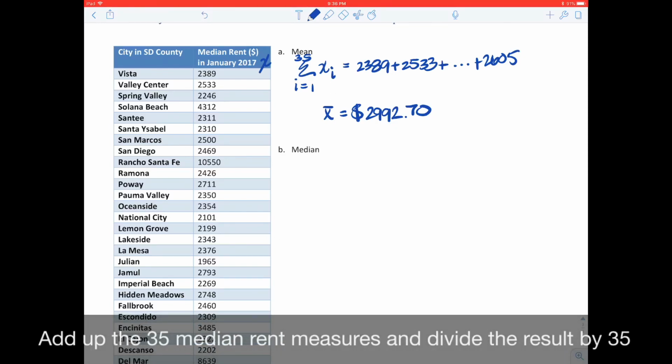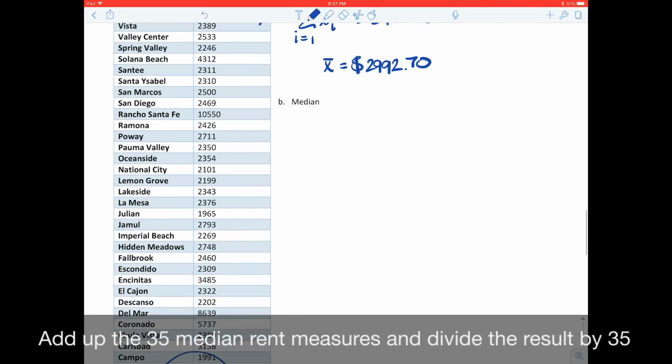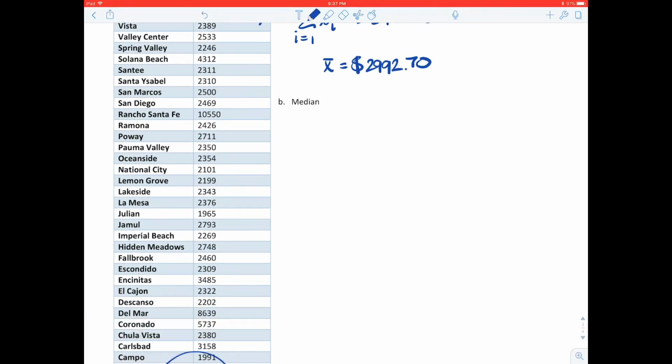The measure of center of rent in San Diego is $2,992.70. But that's just one measure of center. Okay, so let's see what happens when we do the median. So the median, we're going to have to crunch some stuff out.